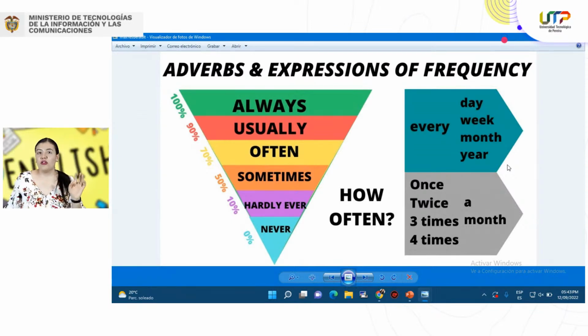Every day, todos los días. Every week, cada semana, ¿cierto? Cada día, cada semana, cada año, cada mes. So it means that it is a repeated action. I'm going to give you an example.